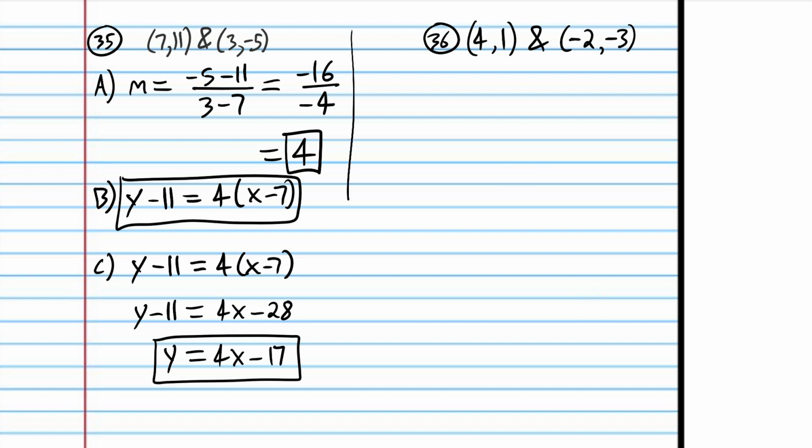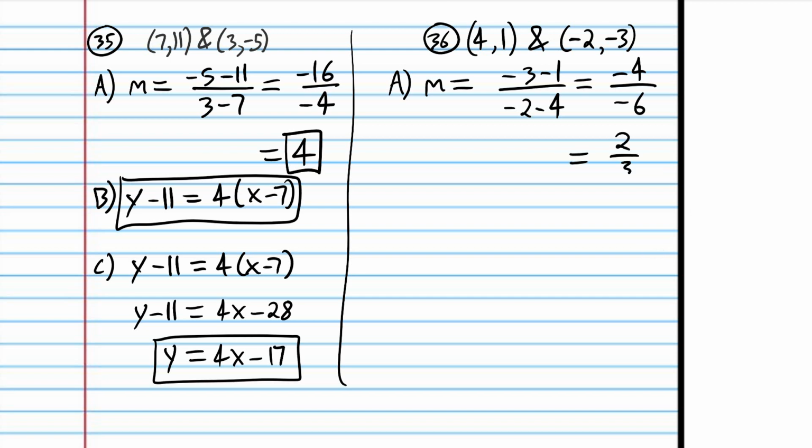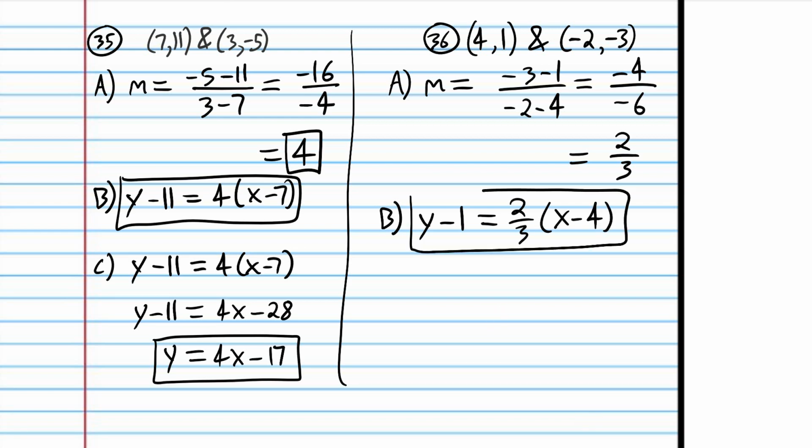All right, we're back. The slope, using this as point 2, is negative 3 minus 1 over negative 2 minus 4. That's negative 4 over negative 6, it looks like, which simplifies to positive 2/3. Part B, we're going to write the point slope form. I'm going to use the first point. And then the last part, we have to write slope-intercept form, so I'm just going to rewrite point slope form.